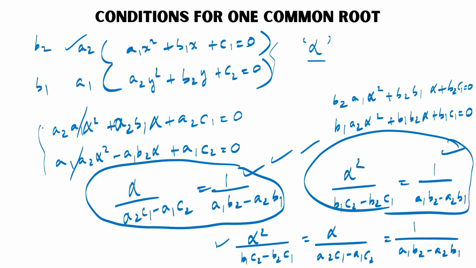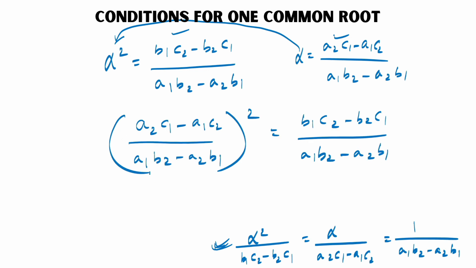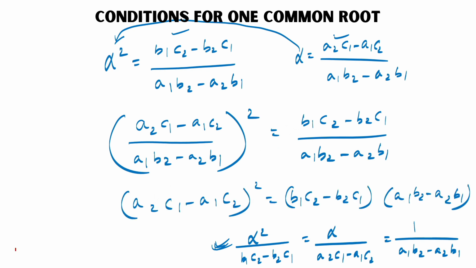But this equation seems too complicated to remember, so we will further simplify it. If we simplify this, we will get alpha square as this and alpha as this, and if we substitute alpha here, we will arrive at this equation. If we further simplify, we will arrive at this condition. This is the condition for one common root.